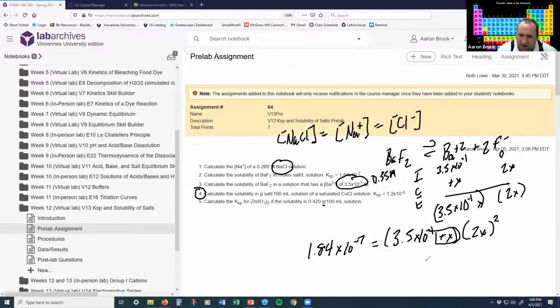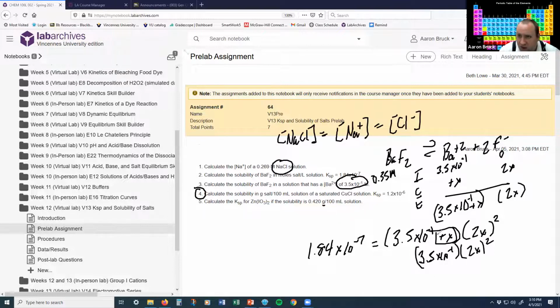And if I do that, if I ignore that positive x term, this becomes 3.5 times 10 to the negative first multiplied by 2x squared. Now again, why can I do that? Well, it's a matter of the value of x relative to the value that we're starting with. And if the value of x is not going to appreciably add to that concentration, we can ignore it. It's our version of the 5% rule for KSP. Now, when we do this, that means that we can simplify everything and make it work.